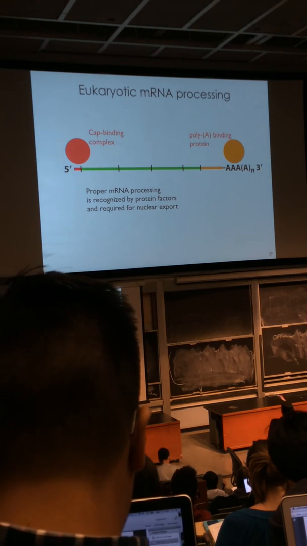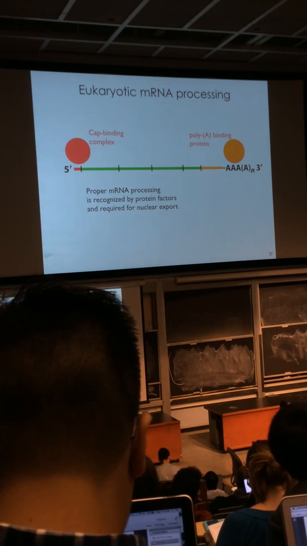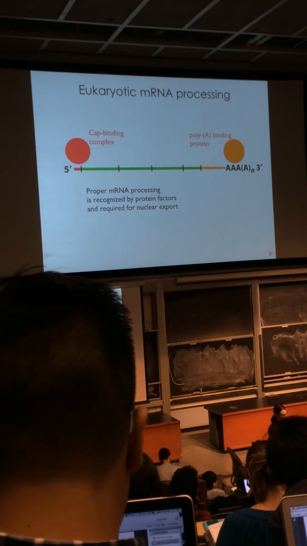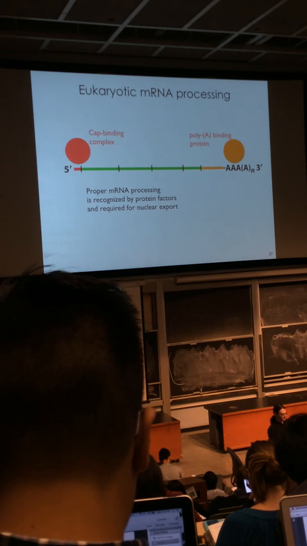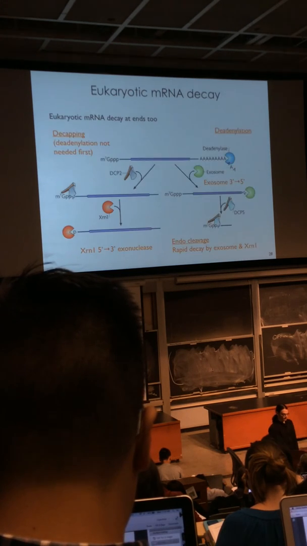So without these factors present, the transcript won't get out of the nucleus, and these also play an important role in the stability of the RNA once it does get out of the nucleus and into the cytoplasm. So eukaryotic mRNA decay happens mostly from the ends of the transcript.